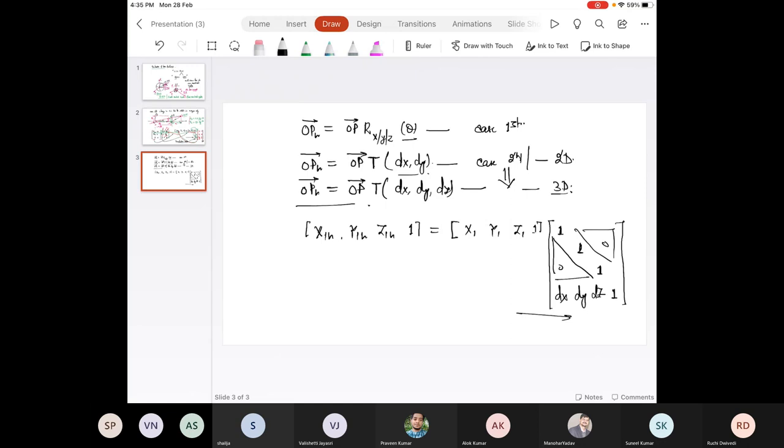Now these two are the second case and first case. In the third case, the coordinate system changes by both rotation and translation. Before discussing this part, I will continue from the next lecture onward.